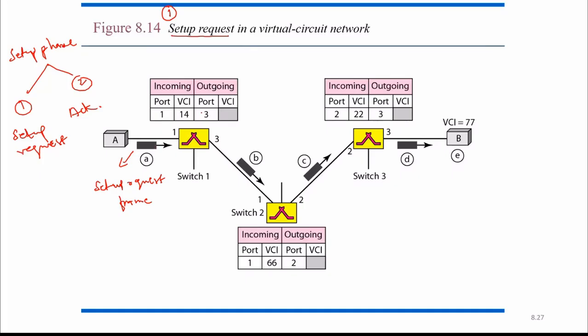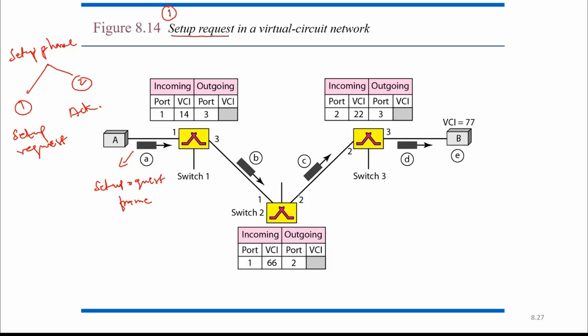Then through which port it should go out will be in the outgoing part of the switching table. But what the outgoing VCI should be is not updated yet. So it will just direct this request packet to port 3. Then it will go to the next switch. Here again it will have the VCI for the incoming packet, and then the direction it should go, port 2. But what the VCI will be is not updated. It will be updated once the acknowledgement is received from B.